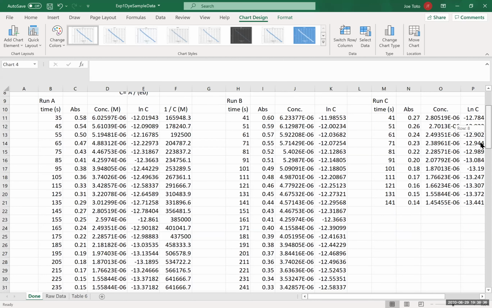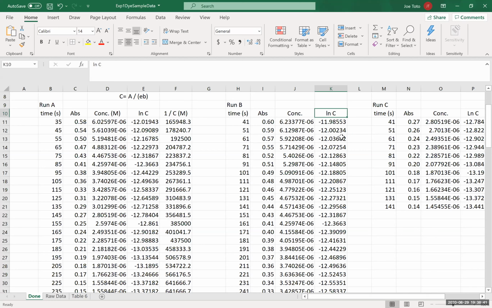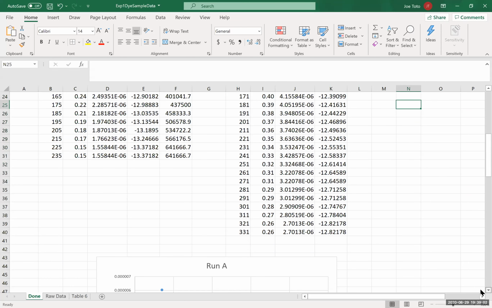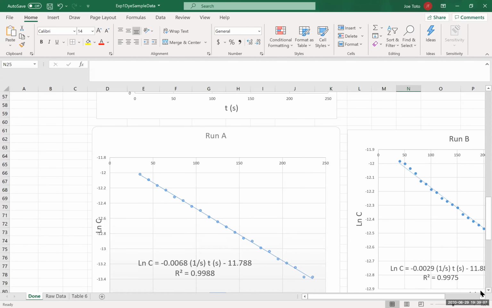But for runs B and C, you only have to generate the log of the concentration, not the 1 over, because the 1 over didn't come out linear, and so that means it's not going to come out linear for the other ones. The only one that's going to come out linear is the log of the concentration versus time, and that's the only one you have to plot for the other runs. So I have those 3 plots down here for run A, B, and C. They're all the log of the concentration versus time.